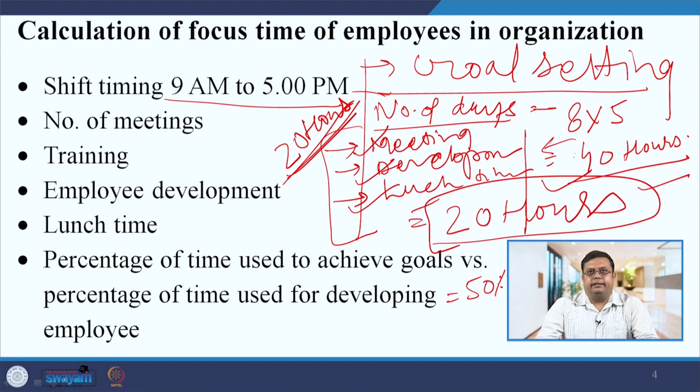So, 50% time is what is used to achieve the goal, and the remaining is the percentage of time used for developing. So, when employees are attending conferences, developmental programs, coaching, mentoring programs at the workplace, what is that time? Similarly, you can calculate year wise, month wise, per employee. That will suggest to you the focus time of that particular employee in the organization, and accordingly you have to set the goal for that particular individual.